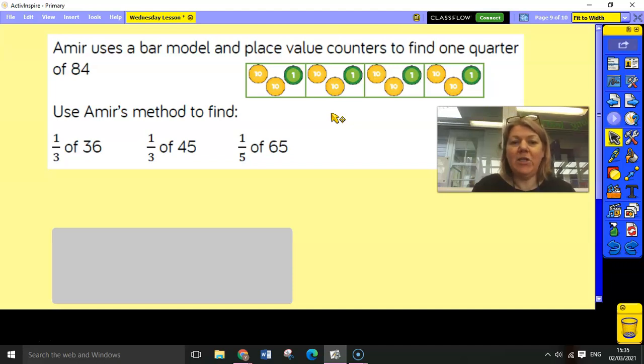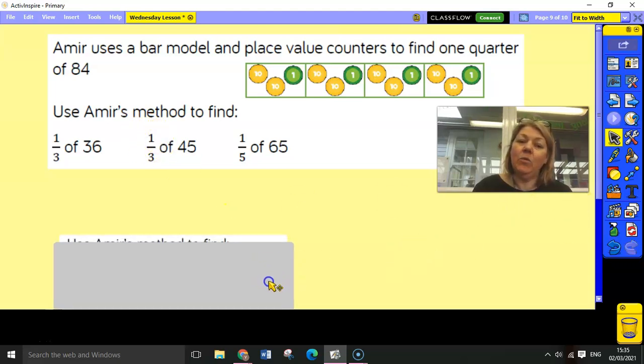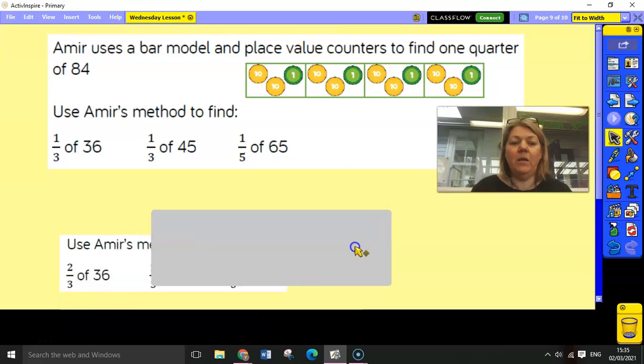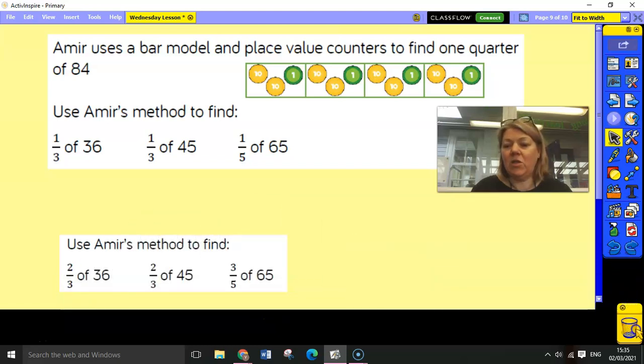Hopefully you managed to get all those right. We're looking at unit fractions here, aren't we? So our numerator is 1. I bet you can't guess what's under here. Ooh. You're going to use Amir's method to find not unit fractions, but non-unit fractions. So can you use the answers to these questions to help you here? Because it's not 1/3 of 36 anymore, it's 2/3 of 36.